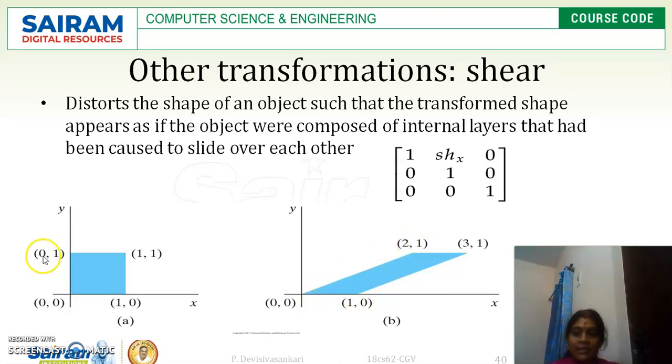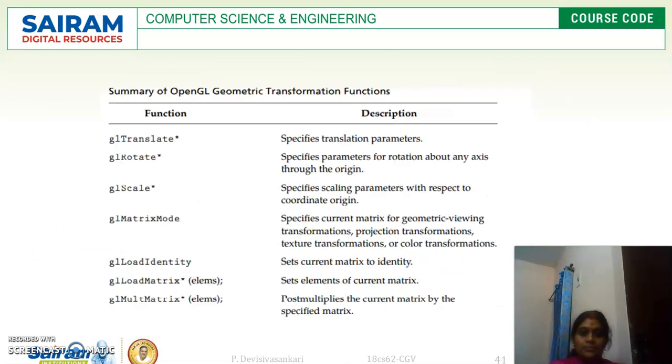See here the values are 0 and 1, here it is 1 comma 1, right? So with respect to shx, we are adding 2 to the x value, so that we are just distorting the object. So instead of 0 1 and 1 1 we are getting 2 1 and 3 1, right? So this is another transformation. So far we have studied translation, rotation, scaling, reflection as well as shearing, right?